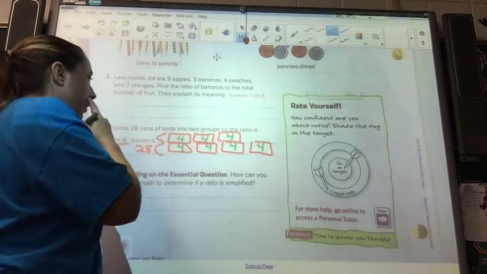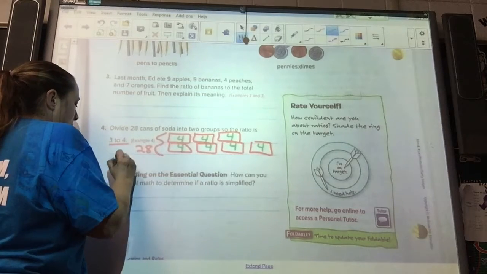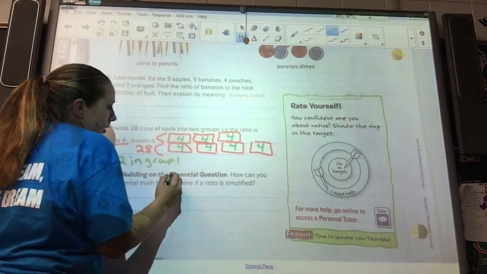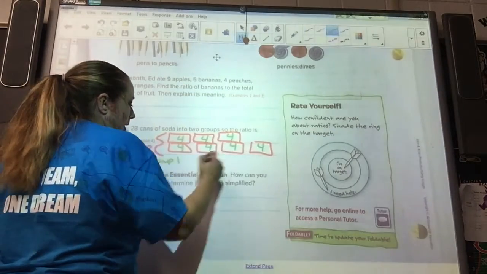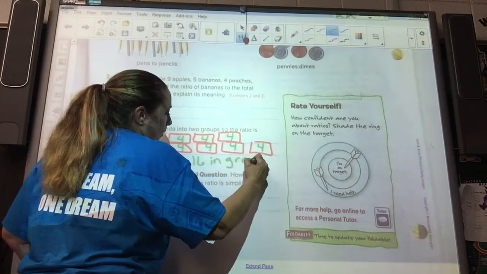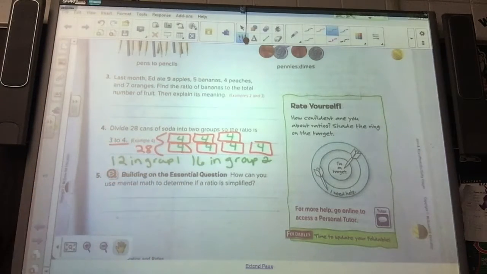Okay? So, in group 1, we would have 4, 8, 12. 12 in group 1. And 4, 8, 12, 16 in group 2. That would actually be your answer. All right? If you want the ratio to be 3 to 4, you are going to end up with 12 cans in one group, 16 cans in another.